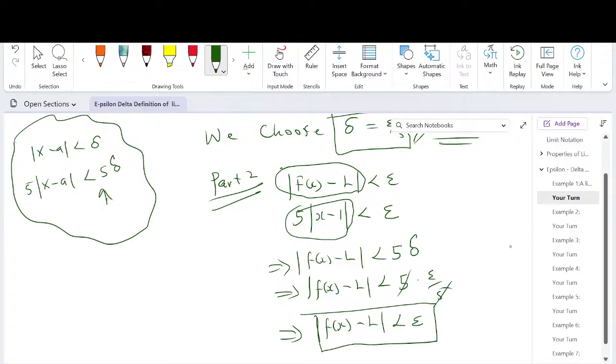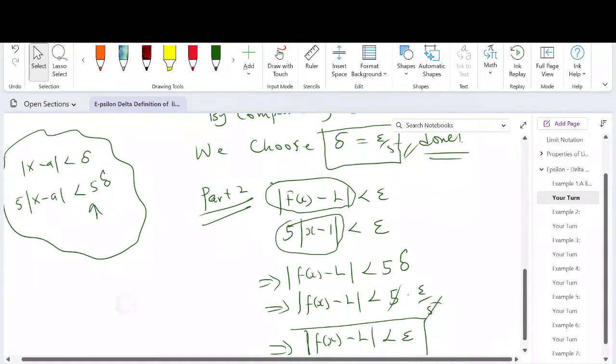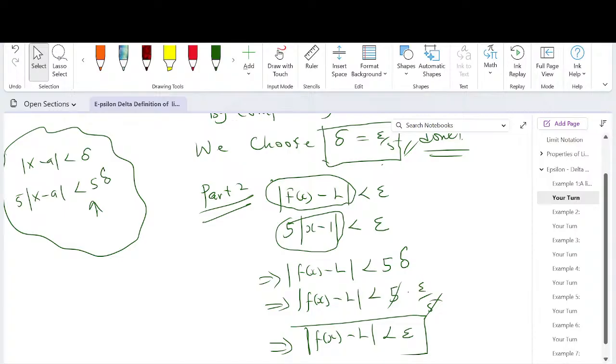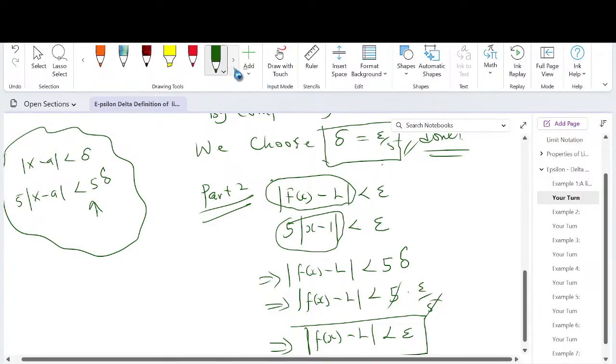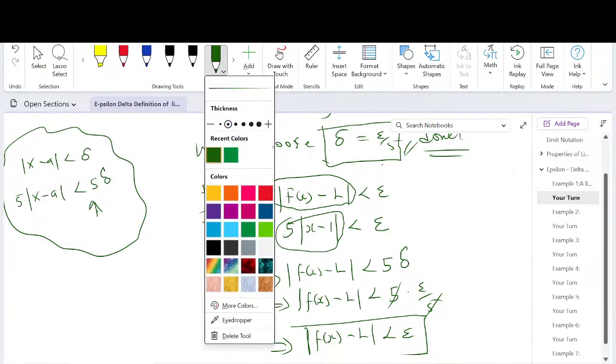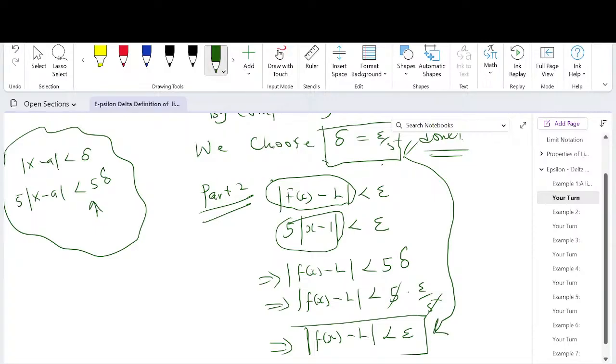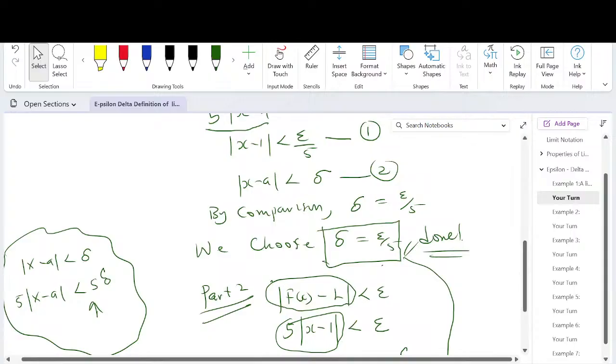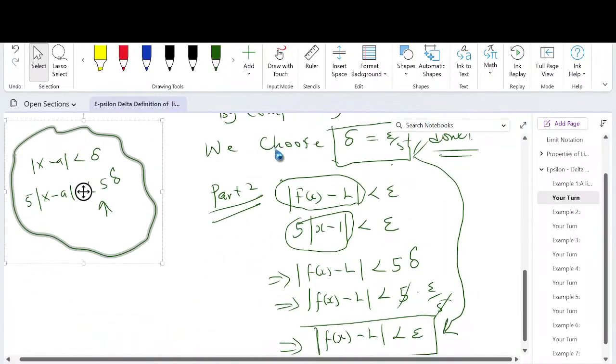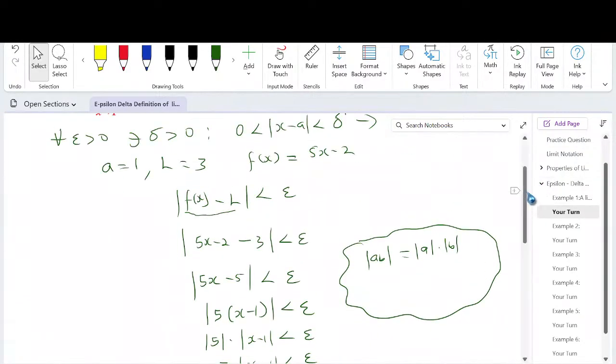Once you are able to get the value of your delta here, you will be able to get the limit. So the second statement follows. It's very simple. Anytime you are asked to show the limit of a linear function is equal to something like this, you just have to do it in the same way. So you just do this like this.